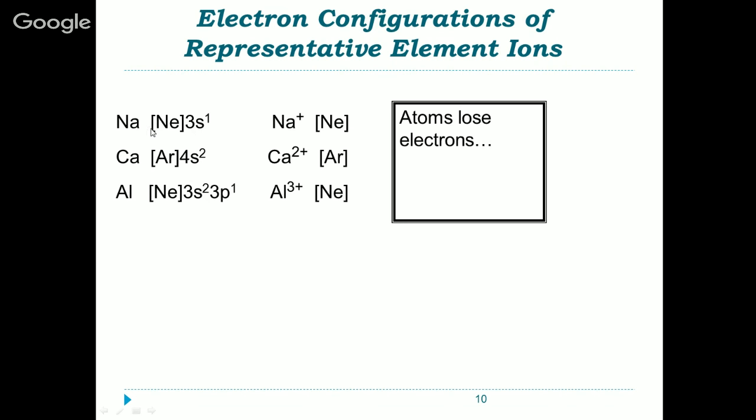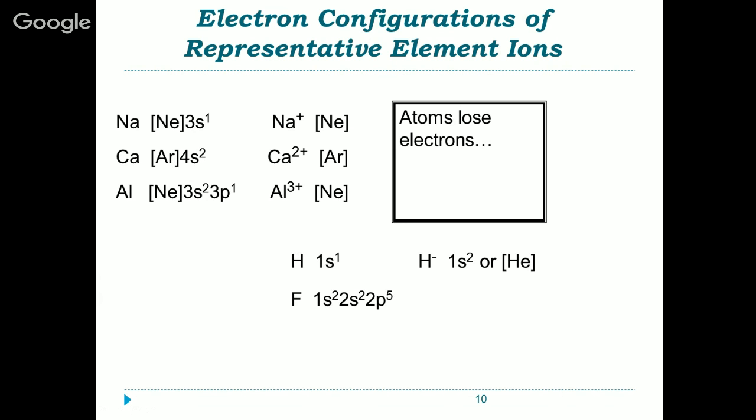Now, when I put these in brackets, this means that I am abbreviating neon's electronic configuration, which means 1s2, 2s2, 2p6. So that's neon, and I can do the same thing for argon.